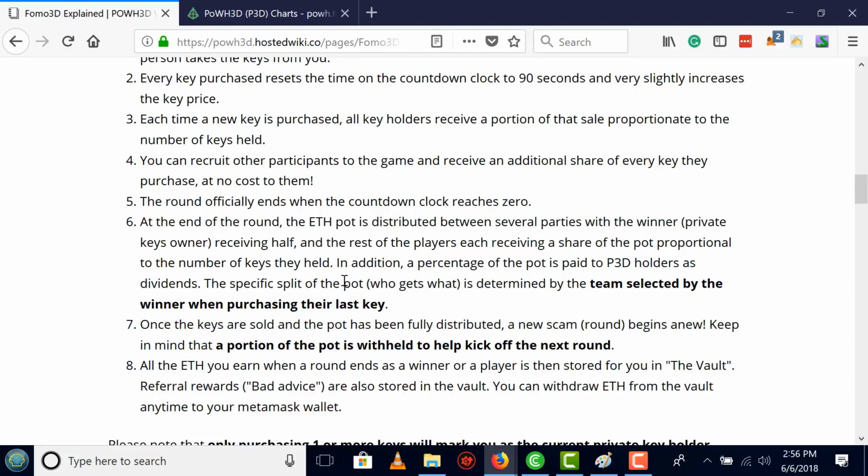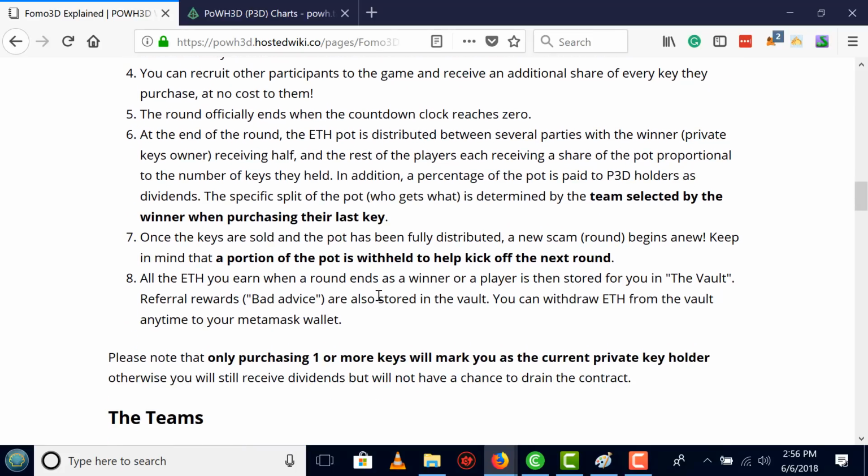The specific split of the pot, who gets what, is determined by the team selected by the winner when purchasing their last key. Once the keys are sold and the pot has been fully distributed, a new scam round begins anew. Keep in mind that a portion of the pot is withheld to help kick off the next round.